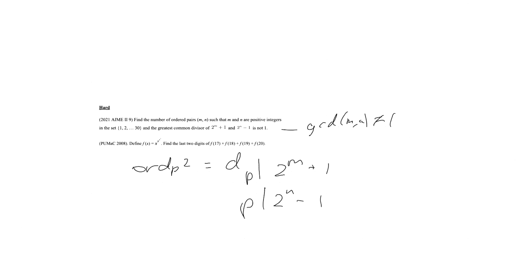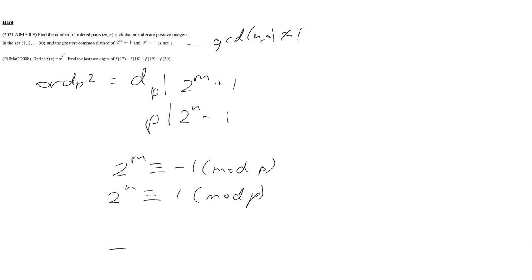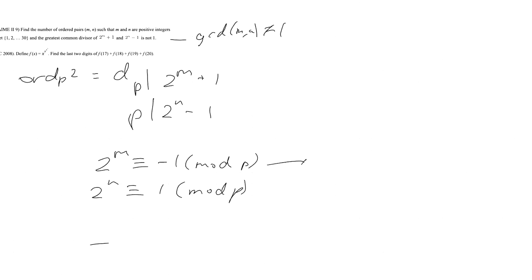We can convert these expressions into the mod p form. So basically we get 2 to the m congruent to negative 1 mod p, and also 2 to the n congruent to 1 mod p. The first one, we can square into 2 to the 2m equals 1 mod p.